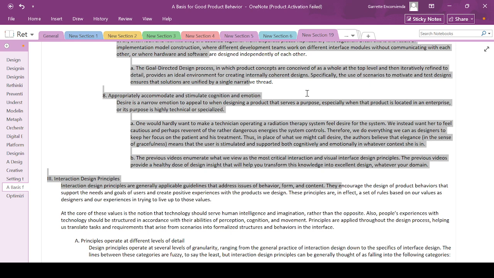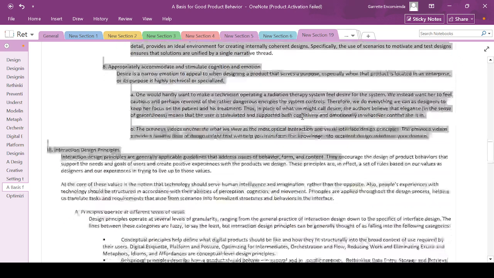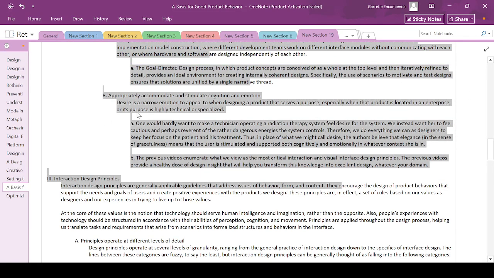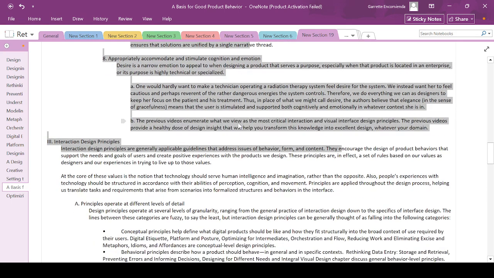So in goal-directed design, product concepts are conceived of as a whole at the top level first and then iteratively refined to detail, which provides an ideal environment for creating internally coherent design, because you didn't start with the details and zoom out. You don't lose this as much, because there's always a basis you could go from, or principles, or like the context scenarios we described. Specifically, the use of scenarios to motivate and test design ensures that solutions are unified by a single narrative thread.